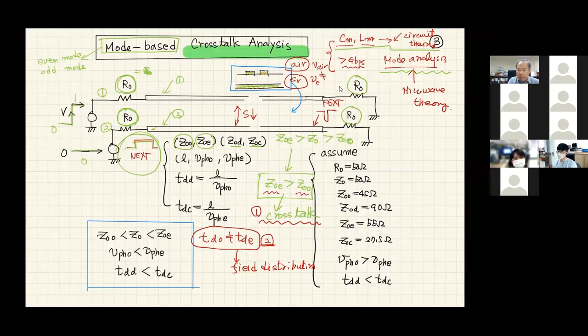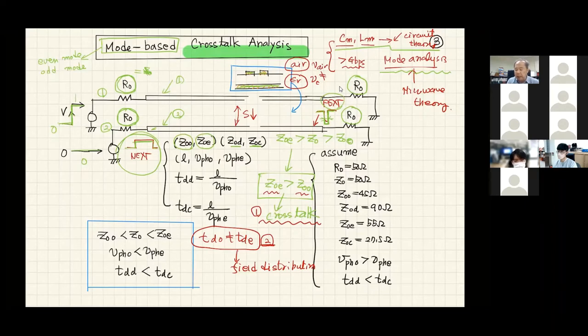Meanwhile, at the far end, we're gonna see negative voltage drop. Even though we have positive steppers here, we're gonna see negative voltage drop at the far end. And the length of this negative pulse will be determined by the difference of odd mode time delay and even mode time delay. So this is the environment to conduct mode-based crosstalk analysis.